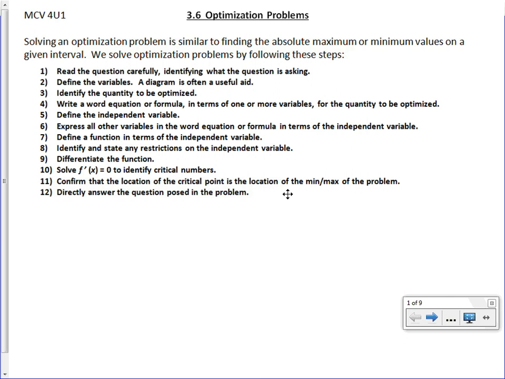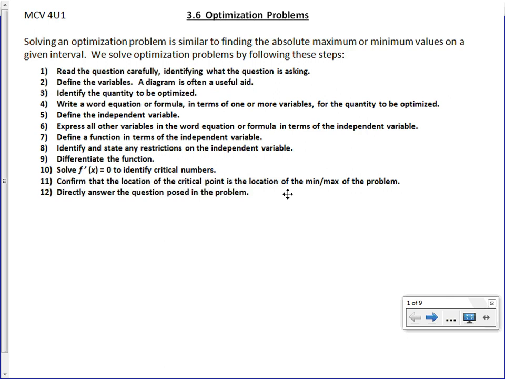Thank you. So here are the steps we're going to follow. It looks like a very daunting 12-step process, but I've just tried to break it down so each step should be pretty straightforward. So I'm going to read through them. The first thing we're going to do is read the question carefully, identifying what the question's asking. Define variables. Sometimes they'll define the variables for you, but if they don't, then you have to define your variables. Sometimes a diagram will be useful.